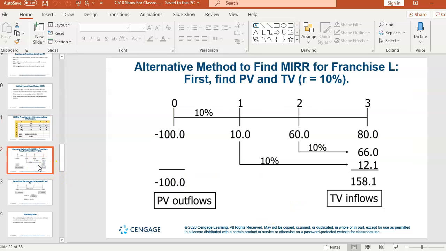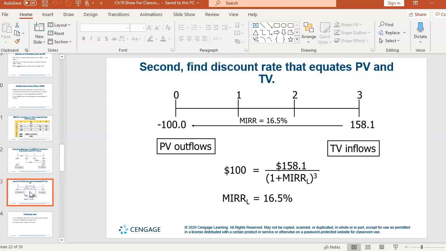And the way that works on a timeline approach is I do the terminal value, which means I'm compounding. So if you recall from the present value of money chapter, the time value of money chapter, compounding means I'm doing future value. So I take all of my cash flows and I take them to the third year, which is the terminal year, the end year, and I get the terminal value of my cash flows is 158.1. And then I bring that down to present value at a rate, and that gives me my MIRR. So I take the 158.1 divided by 1 plus the MIRR, and I get 16.5%.